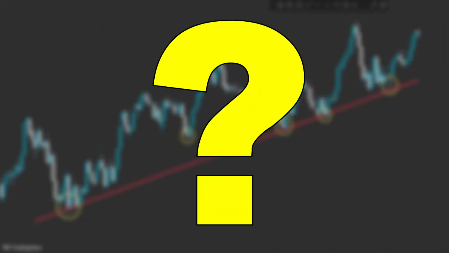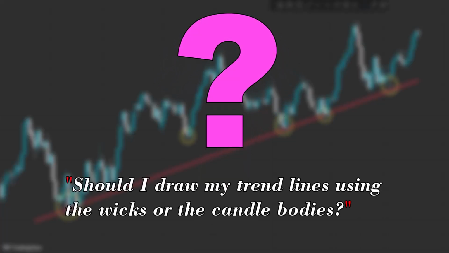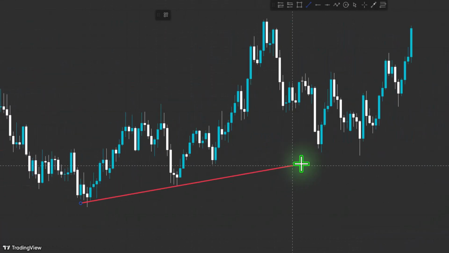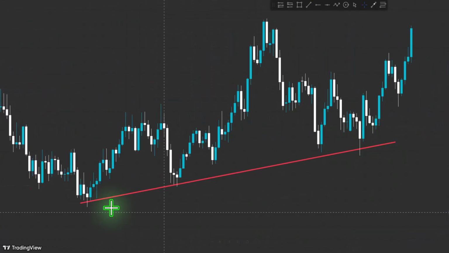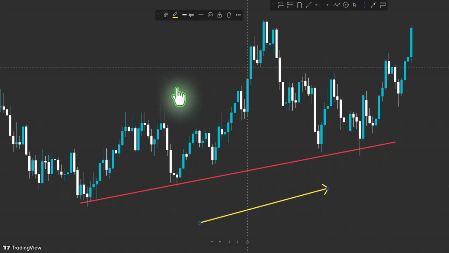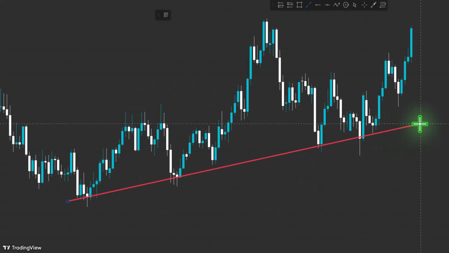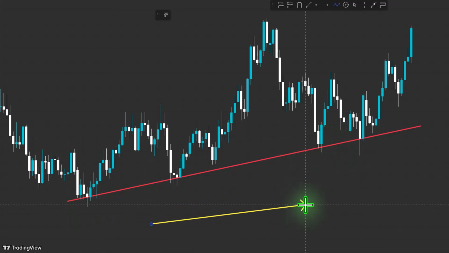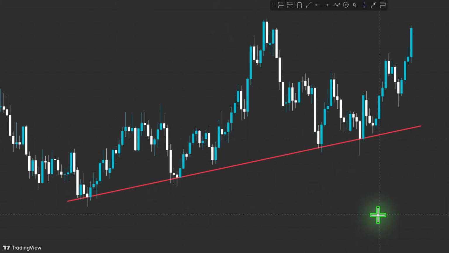One of the most common questions people ask is, should I draw my trend lines using the wicks or the candle bodies? The answer is whichever gives you the most touch points. Let's look at this chart. If we draw the trend line touching the wicks, we get 3 touch points. But if we draw it using the candle bodies, we get 4 touch points. Since our goal is to get as many touch points as possible, in this case, we will use the candle bodies.